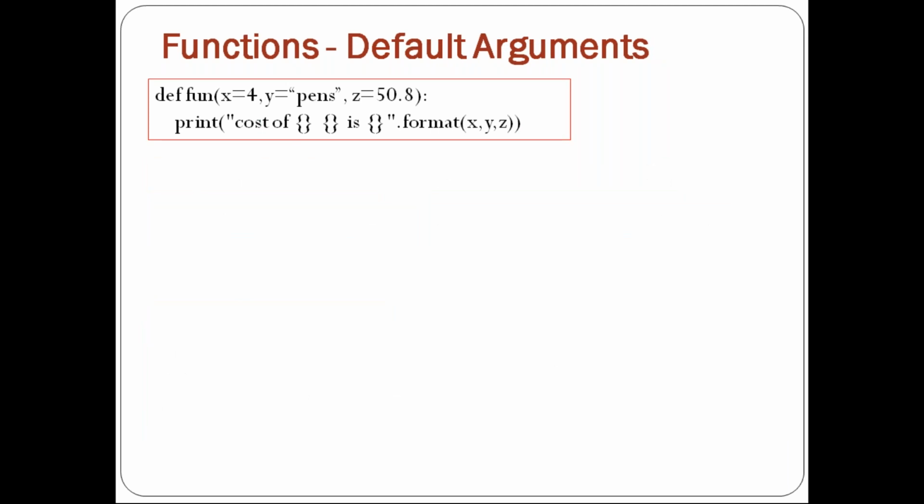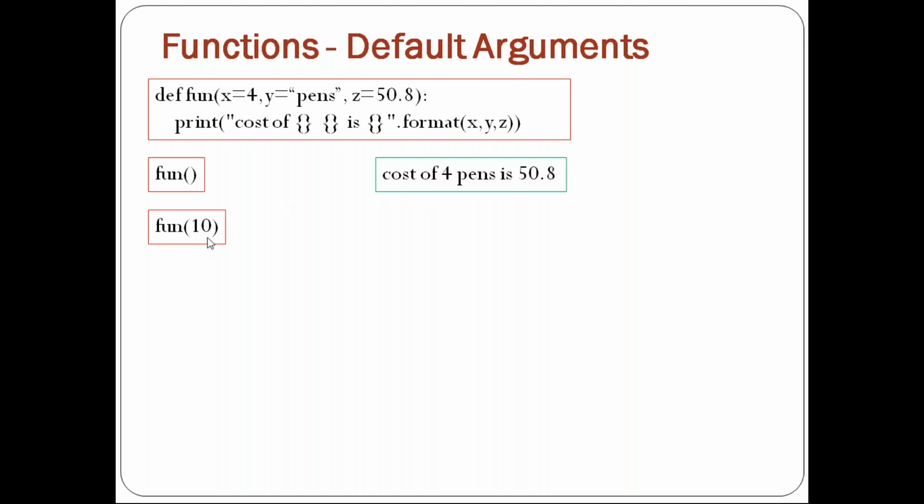And next one is default arguments. Let us say if you won't supply the values while calling the function, then it will be taking the default values as an argument. Let us say x is 4, y equal to pence, z equal to 50.8. If we call this fun method without supplying any values, then it will be taking the default values like x value as 4, y value as pence and z value as 50.8. As a result, we will be getting cost of 4 pence is 50.8.